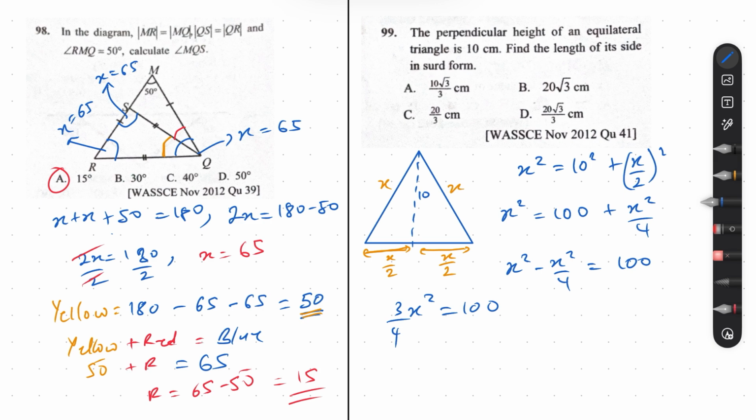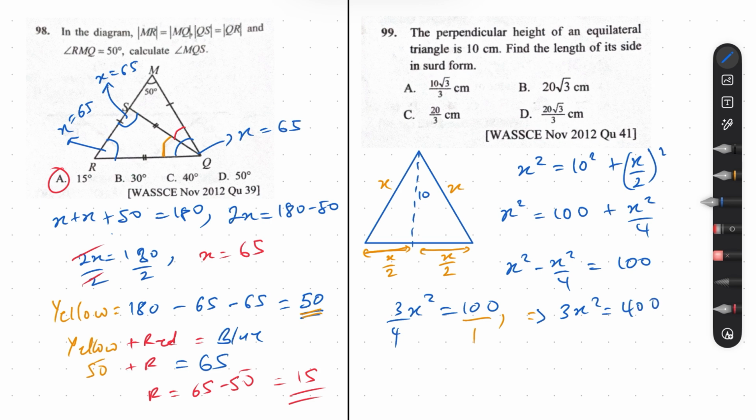Cool. Now when we rearrange it, we can say that it's the same as 100 over 1, right? So when we cross multiply, 3x squared equals 4 times 100, which is 400. So let's write 400.